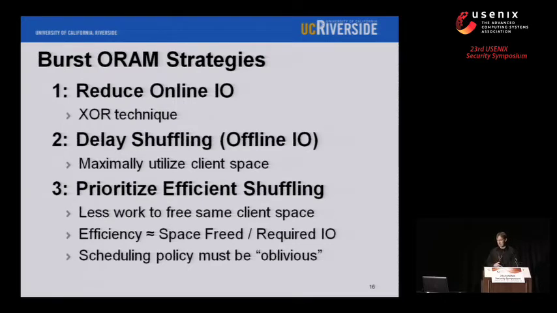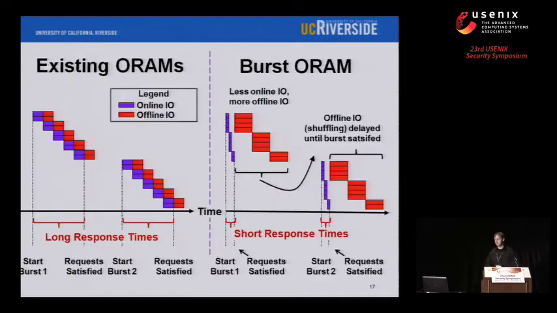So we want a scheduling policy for choosing which pieces of work to do that's going to still be oblivious and not leak information to the server, but at the same time will do the work that gives us the most value. So it'll free the most space on the client using the least amount of I/O. So here's how things are going to look in Burst ORAM.